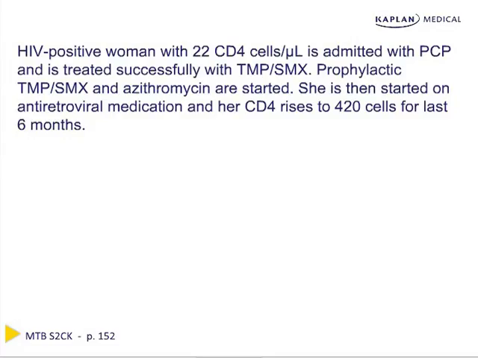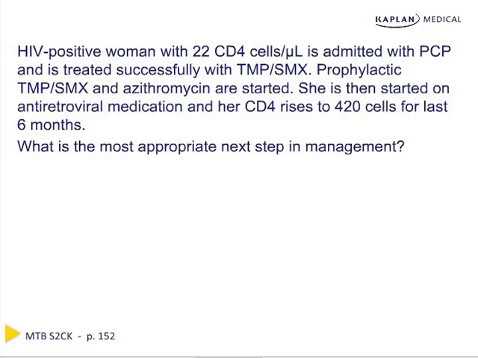Let's pause for another practice question. Here we have an HIV-positive woman with 22 CD4 cells admitted for PCP pneumonia and successfully treated with trimethoprim sulfamethoxazole. She is then discharged on prophylactic trimethoprim sulfamethoxazole and azithromycin. Then she begins antiretroviral medication and her CD4 count rises to 420 for 6 months. What is the most appropriate next step in management?